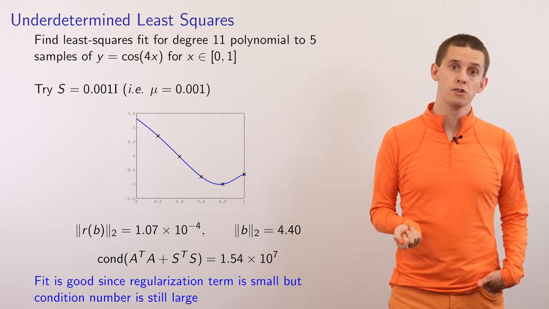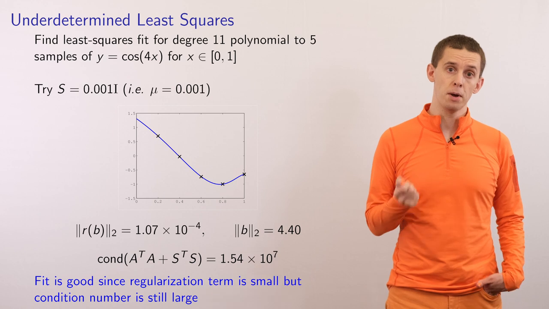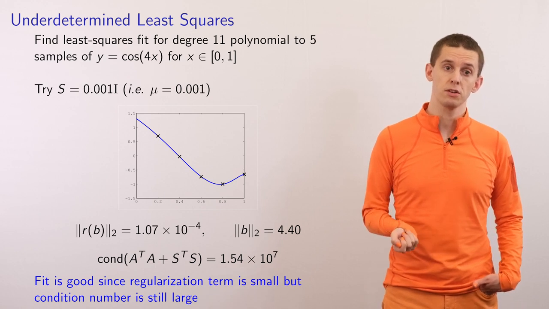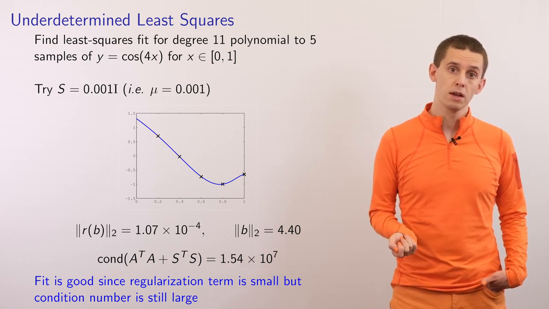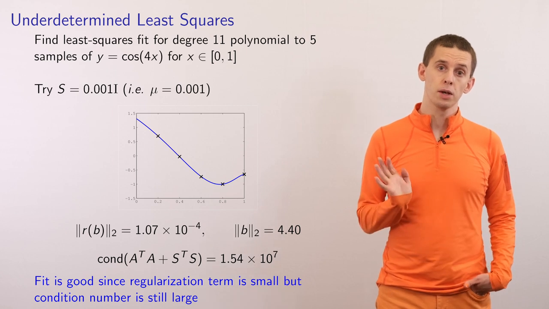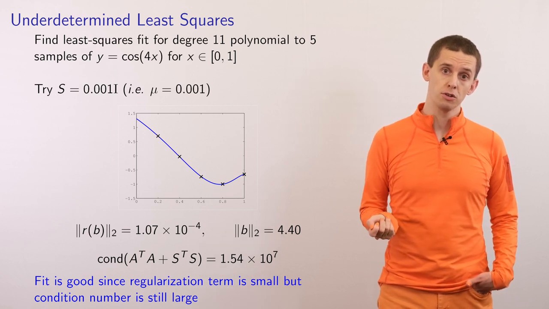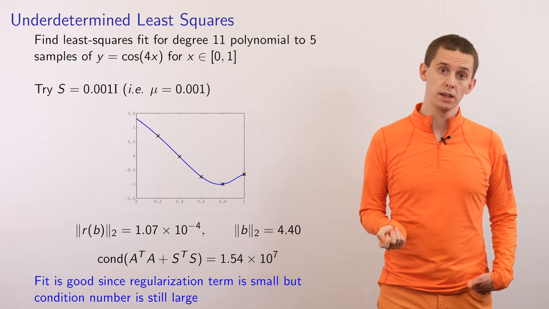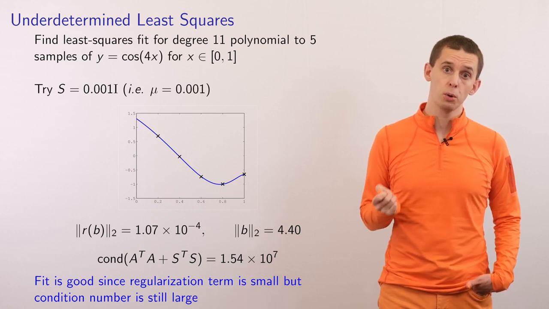We actually find that in this case, the condition number for our matrix A transpose A plus S transpose S is still around 10 to the 7. And because we only applied this very small amount of regularization, we're still dealing here with a matrix that is rather poorly conditioned.